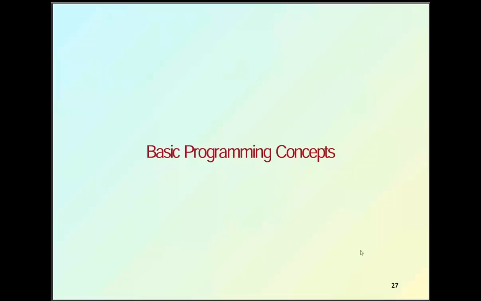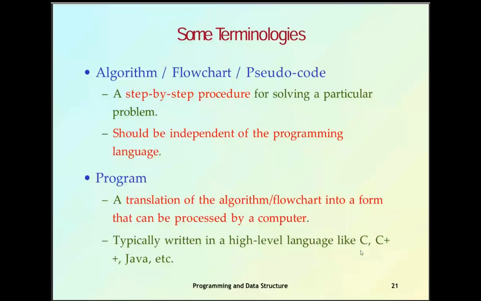Now, with the introduction of what a digital computer is, how we store our program, and how it gets executed, we are slowly moving towards the programming concept. There is some basic terminology one should understand before going for any program. There are a few buzzwords: algorithm, flowchart, pseudocode, and program. Let us go through them one by one. The algorithm is a step-by-step procedure for solving a particular problem.